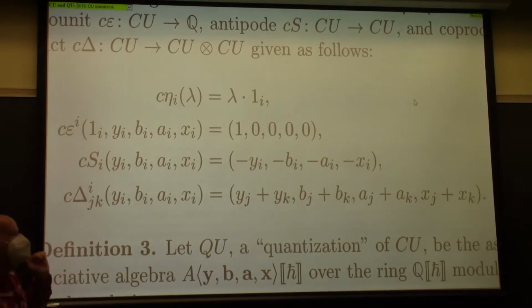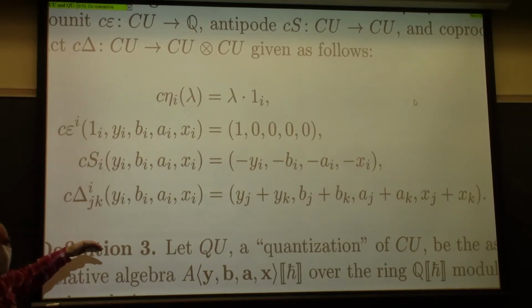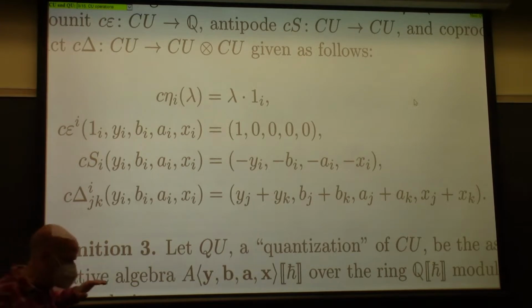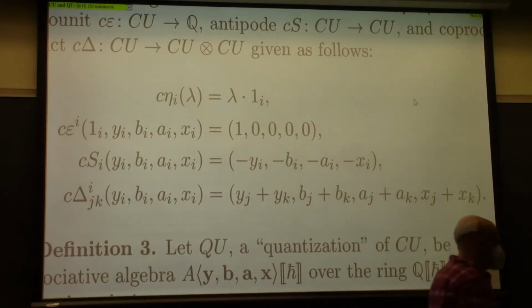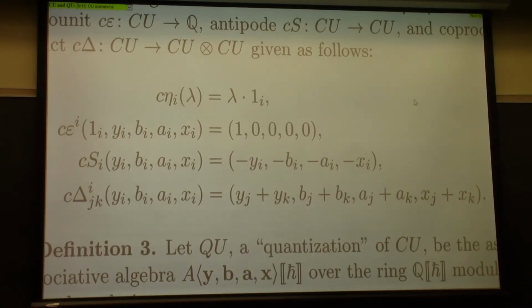But there is still one thing to check. Cu is a universal enveloping algebra, which means it's not just generators, it's generators modulo relations. So we have to check that the coproduct is well defined modulo the relations. And this I didn't do last time, and maybe it's worth doing now. So I'll make it a general statement.